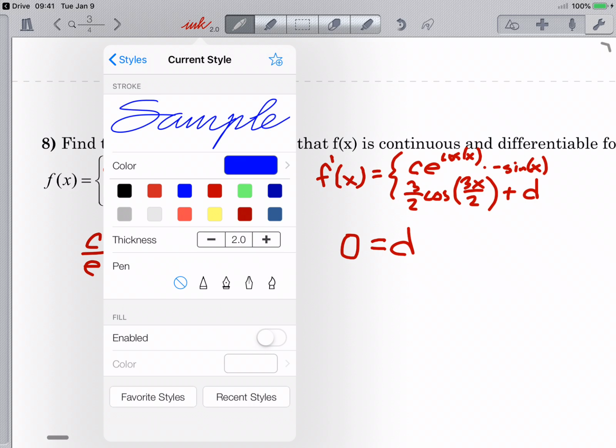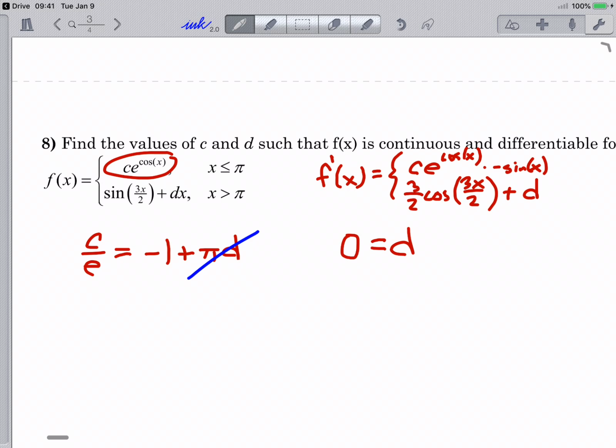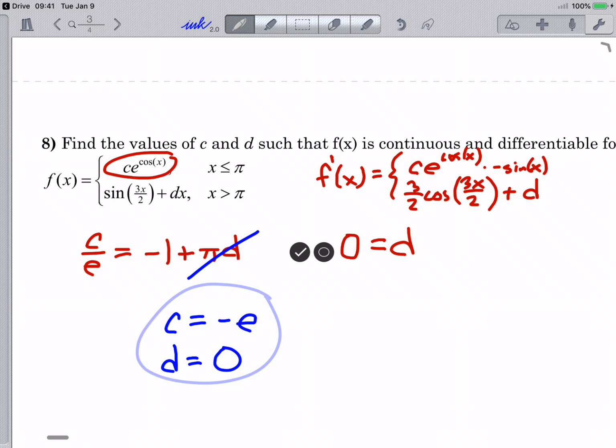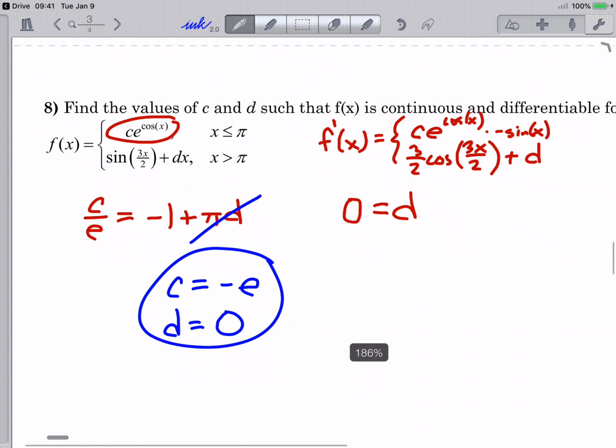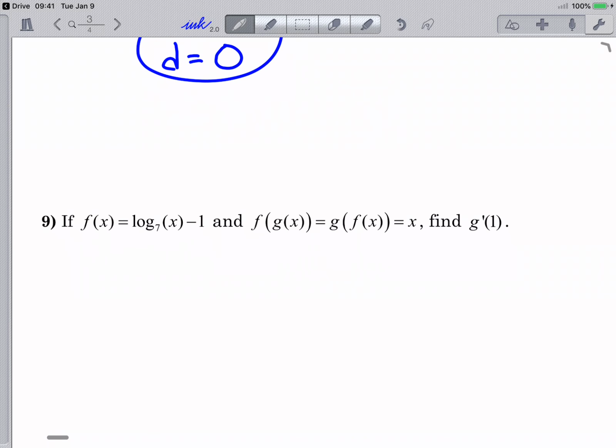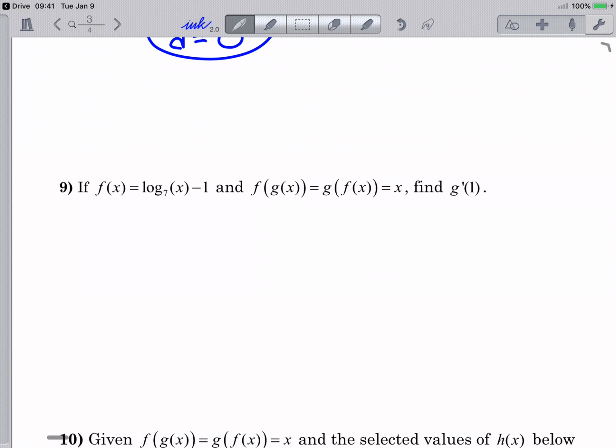Now if I go back to my first set of equations, that part's gone, so I get c over e equals -1, so I end up with c equals -e. And of course I had d equals 0. And there's my answer. Again, I would plug these values in for c and d, plot it on Desmos, see that I get a continuous differentiable function, so it should be a smooth connection at x equals pi, and they should match up nicely.